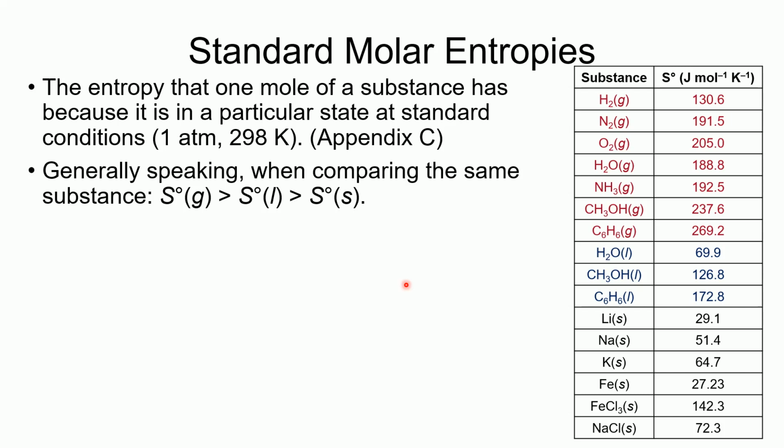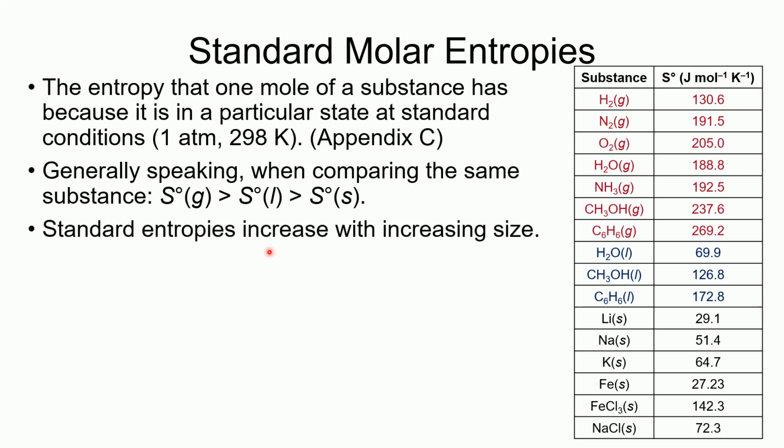Generally speaking, if we compare the same substance in the gas phase versus the liquid phase, or the liquid phase versus the solid phase, the gas phase is going to have greater entropy than the liquid, which will have greater entropy than the solid. Now, not all solids have lower entropy than all liquids, and we'll see that when we look at the numbers. But if it's the same substance, then the entropy for the liquid will be greater than the solid, and the entropy for the gas will be greater than the entropy for the liquid.